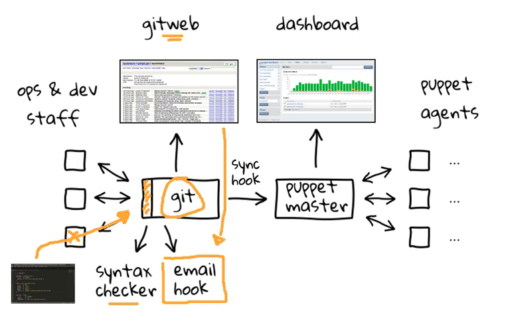Finally, a second post-receive hook fires. This syncs the Git repo with the Puppet Master. I should mention that the deployment from a staff workstation to the Puppet Master actually happens in a matter of seconds. We're just breaking this apart and really examining the process in detail.